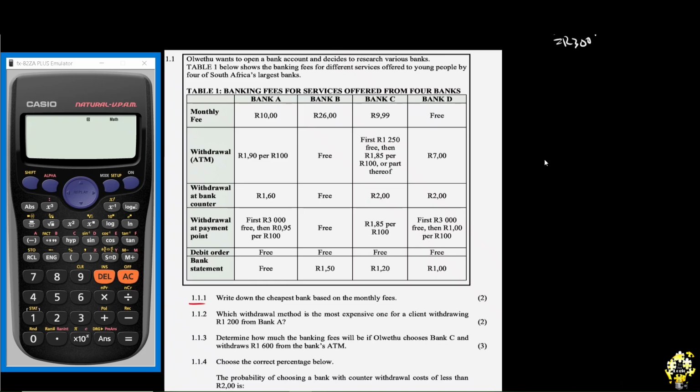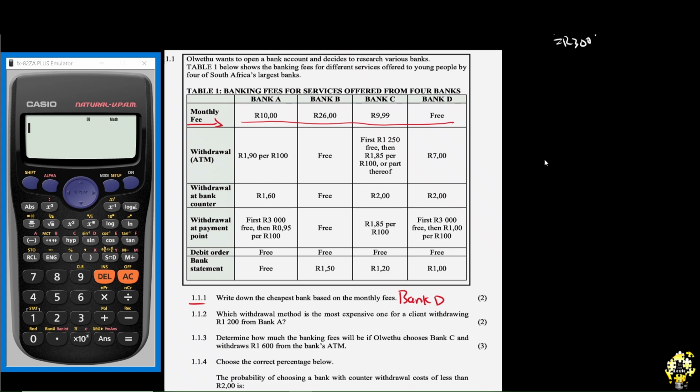So write down the cheapest bank based on monthly fees. When you mark, this is what I mean. We are here. We are dealing with monthly fees. So this is our line. This is our whole line that we have to be looking at. Which one is the cheapest in terms of what? In terms of monthly fees. So when you're looking at this, you can tell 10 rand for Bank A, 26 rand for Bank B, 999 for Bank C, but it's free for Bank D. So we can answer our question and say that for 1.1.1, Bank D is the cheapest in terms of monthly fees.